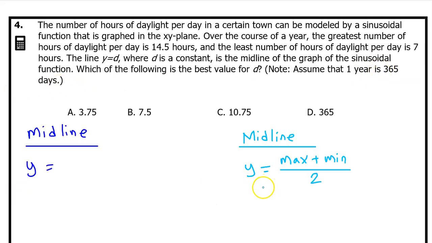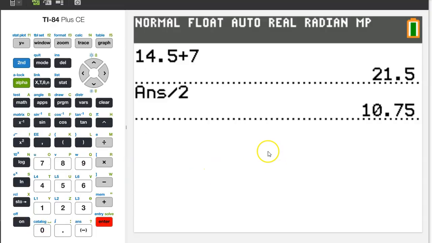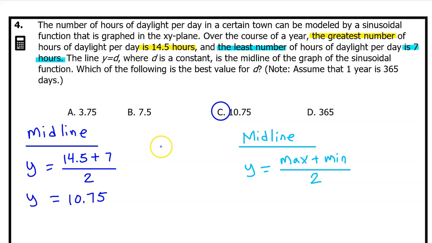As I mentioned earlier in the video, the midline is the average of the max and min. In this case, the max is 14.5 and the min is 7, so the midline will be 14.5 plus 7 divided by 2. That turns out to be 10.75. So the answer is C.